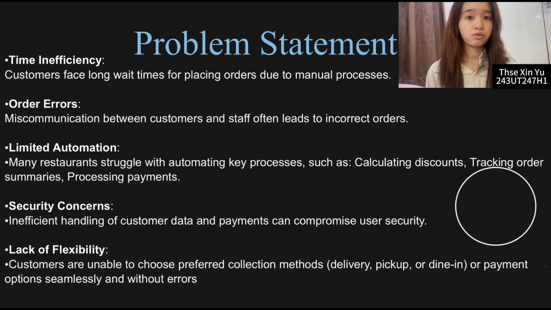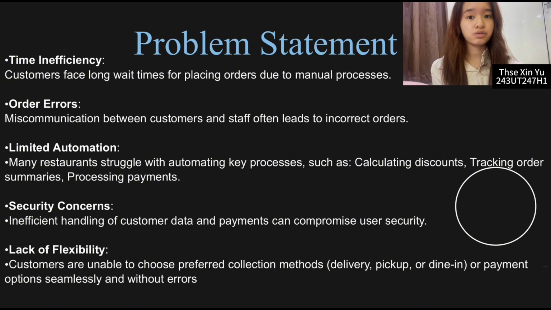So the first problem that we face is that customers need to wait a long time for placing orders due to manual processes. Also, miscommunication between customer and staff often leads to incorrect orders. We also cannot avoid that many restaurants struggle with automating key processes such as calculating discounts, tracking order summaries, and processing payments. And also, inefficient handling of customer data and payments can compromise user security. It is a security concern in our ordering system.